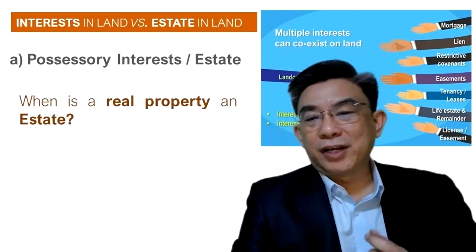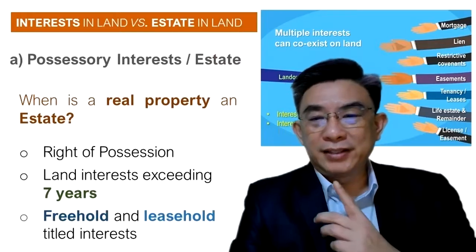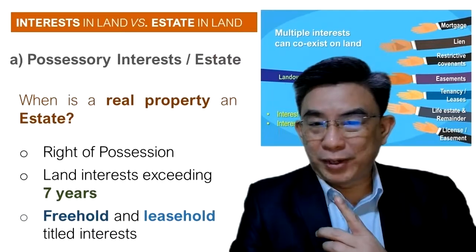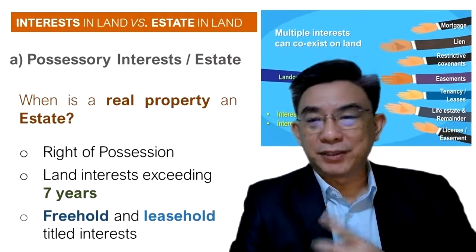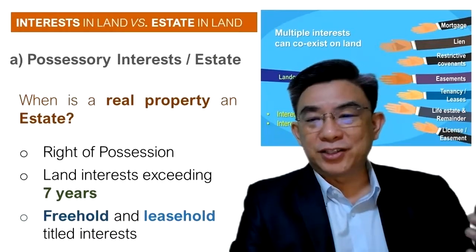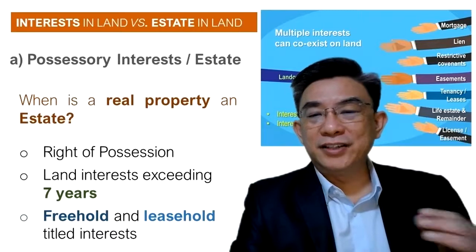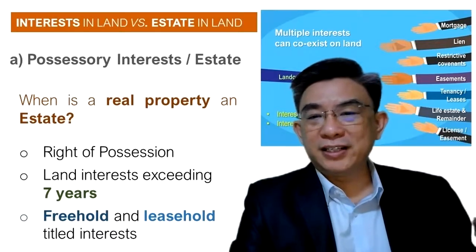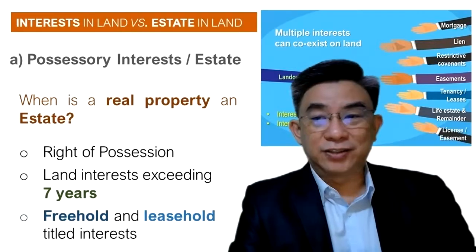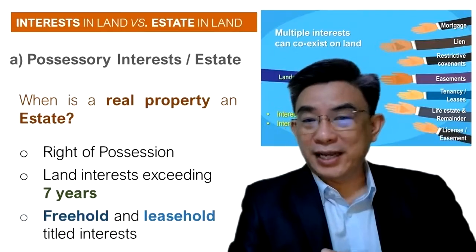When is a real property an estate? When there's a right of possession, and the possession carries over a long period of time, such as exceeding 7 years. A land interest exceeding 7 years, you call it a lease already. So the person will be called a lessee, no longer a tenant.